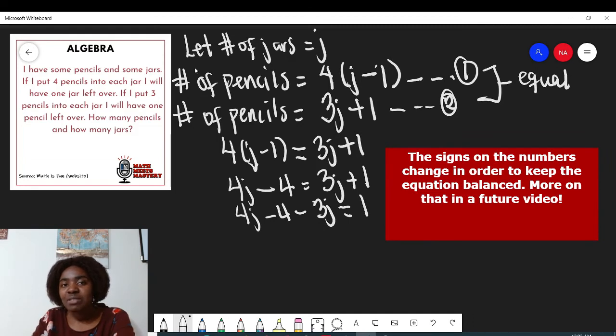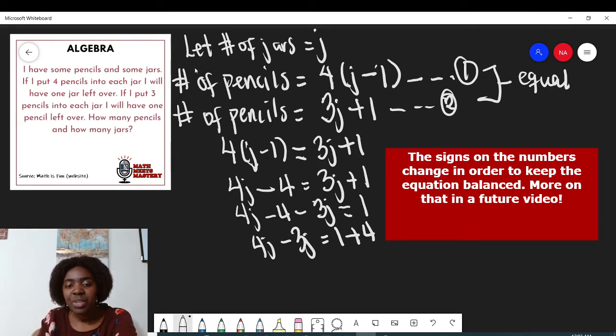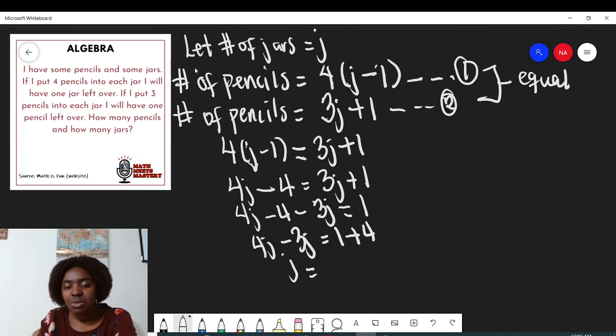And then I'm going to bring this 4 to this side, negative 4 here. And so that's going to be 4J minus 3J is equal to 1 plus 4, because once 4 crosses over, it becomes positive. So this gives me J is equal to 5, because 1 plus 4 is 5. So I know the number of my jars is 5.